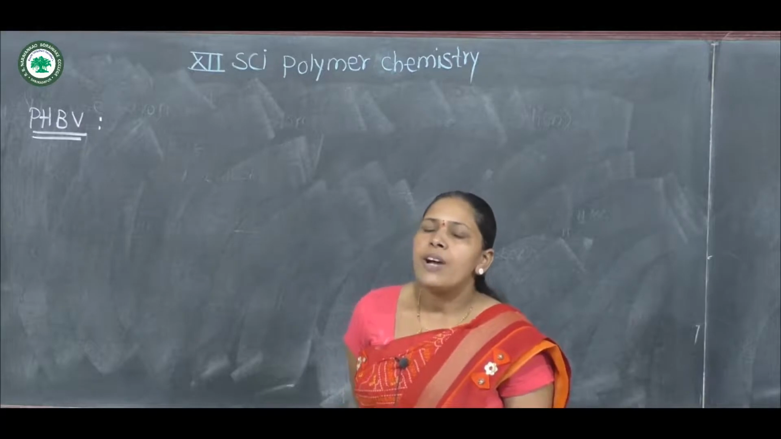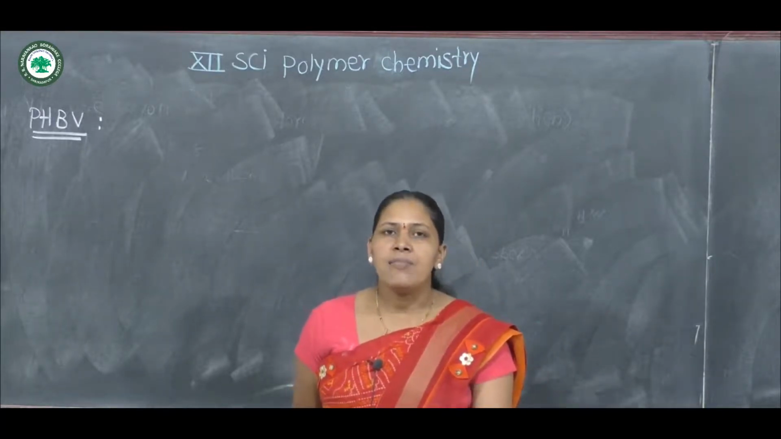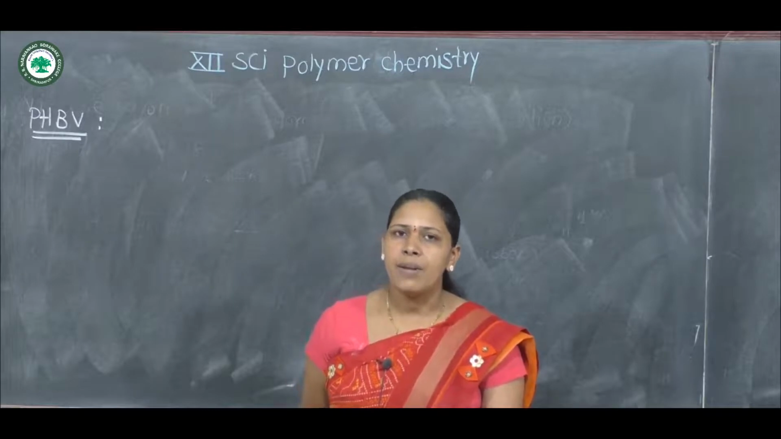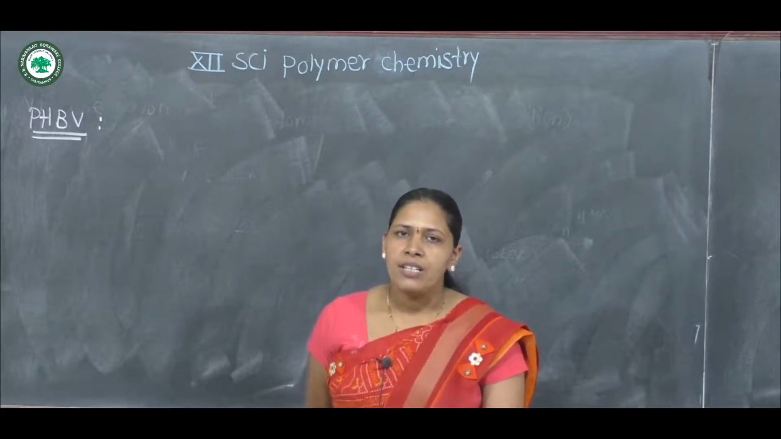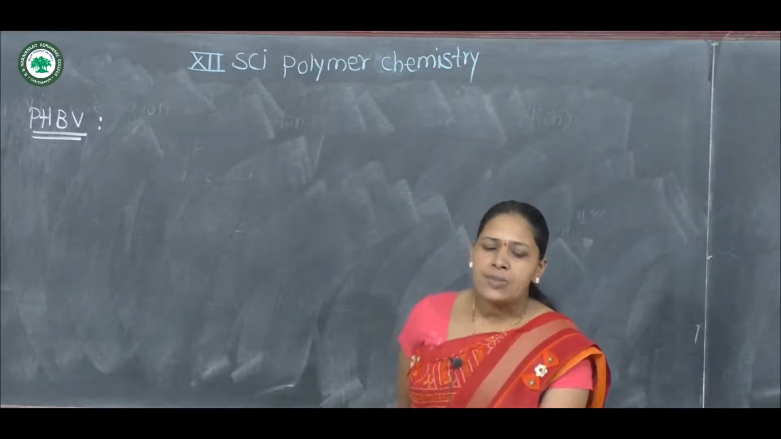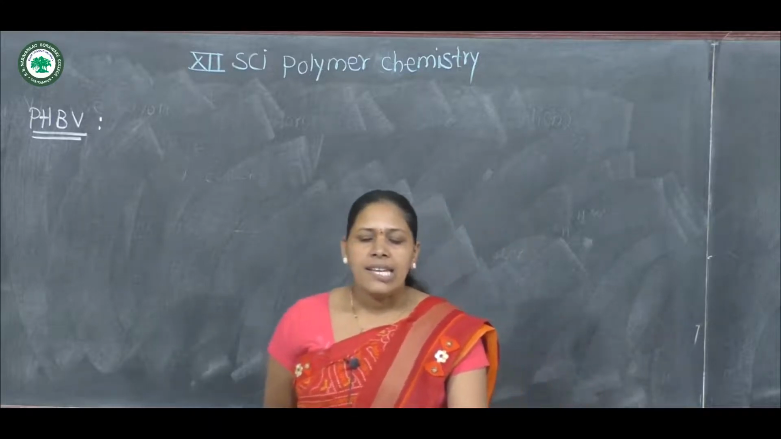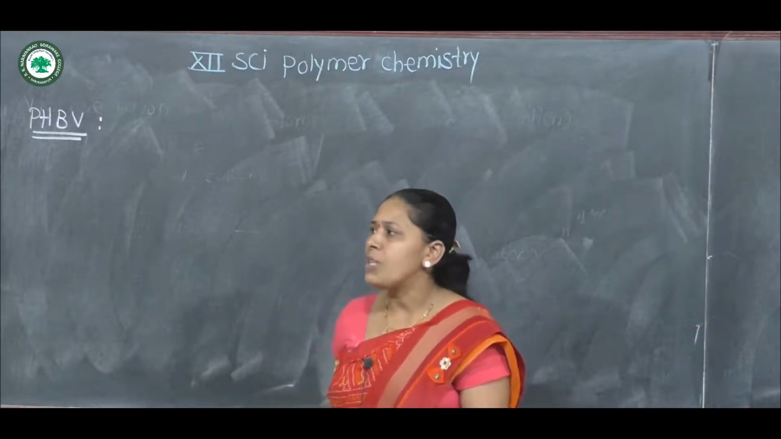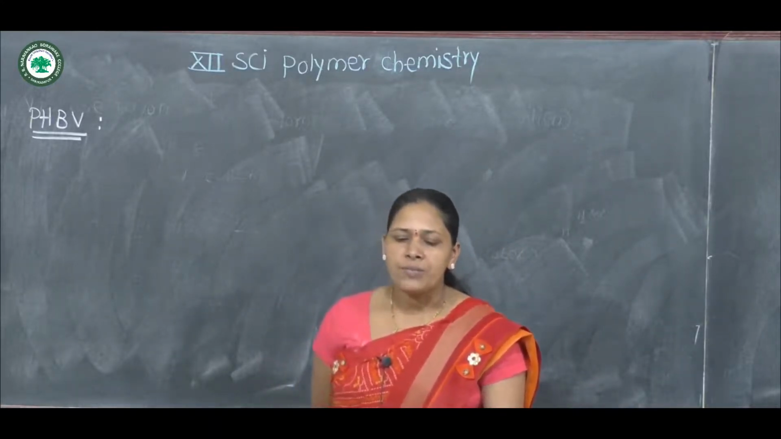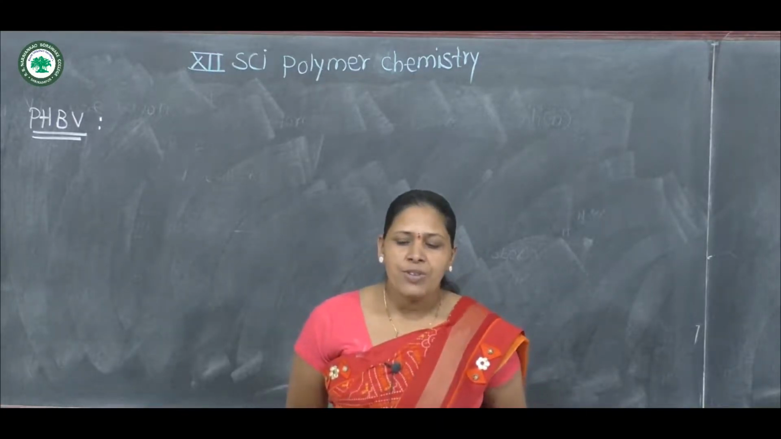First of all, what is meant by biodegradable polymer? A polymer which can be degraded by microbes in the environment is called a biodegradable polymer. This biodegradable polymer does not cause pollution in the environment. Therefore, these polymers are very important. PHBV. What is meant by PHBV?